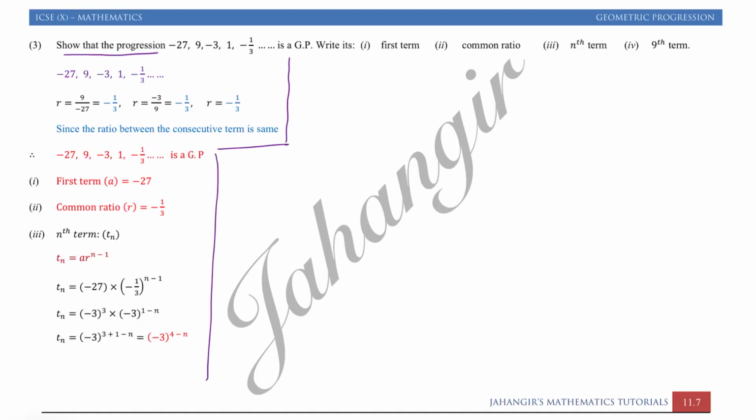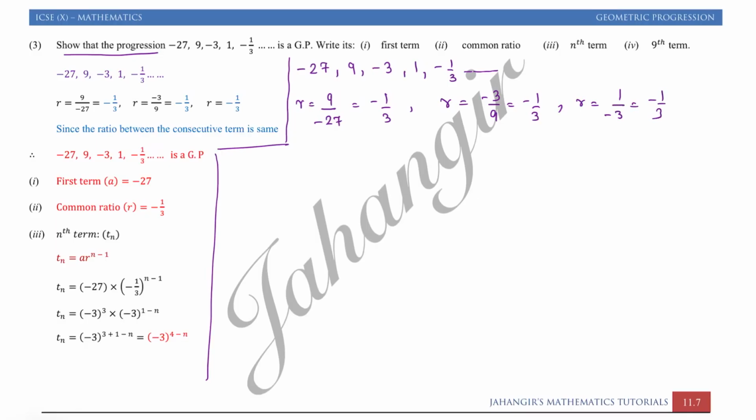Question number 3, show that minus 27, 9, minus 3, 1 and minus 1 by 3 is a GP. So let us write the sequence: minus 27, 9, minus 3, 1, minus 1 by 3, dot dot dot is a GP. So r is equal to 9 upon minus 27, that is minus 1 by 3. R is equal to minus 3 upon 9, that is minus 1 by 3. R is equal to 1 upon minus 3, that is again minus 1 by 3.